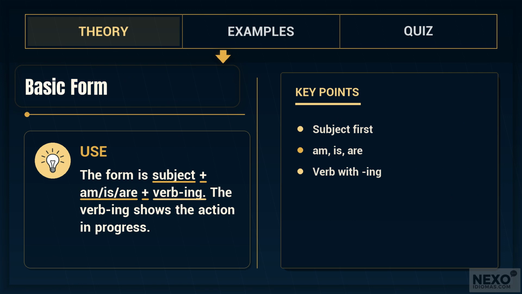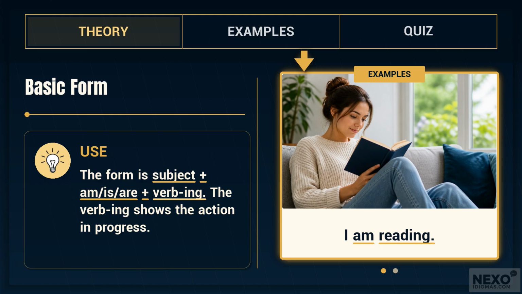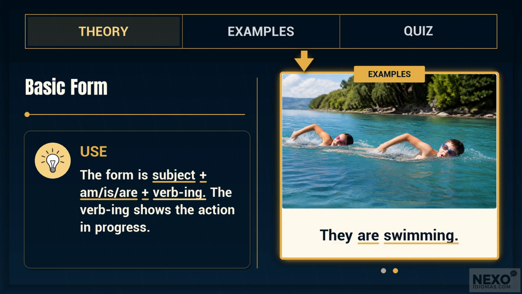Basic form. The form is subject plus am, is, are plus verb ing. The verb ing shows the action in progress. Example. I am reading. Example. They are swimming.